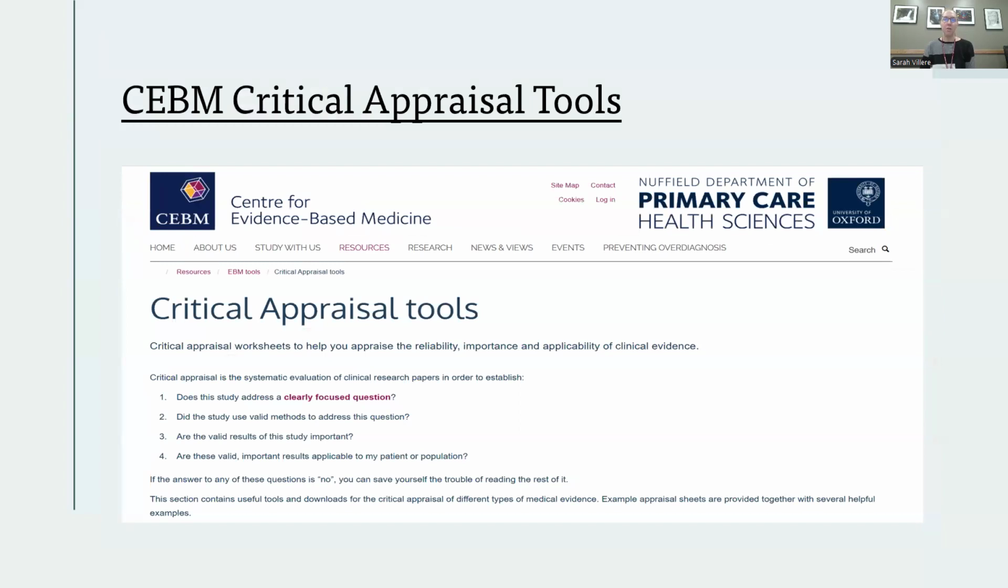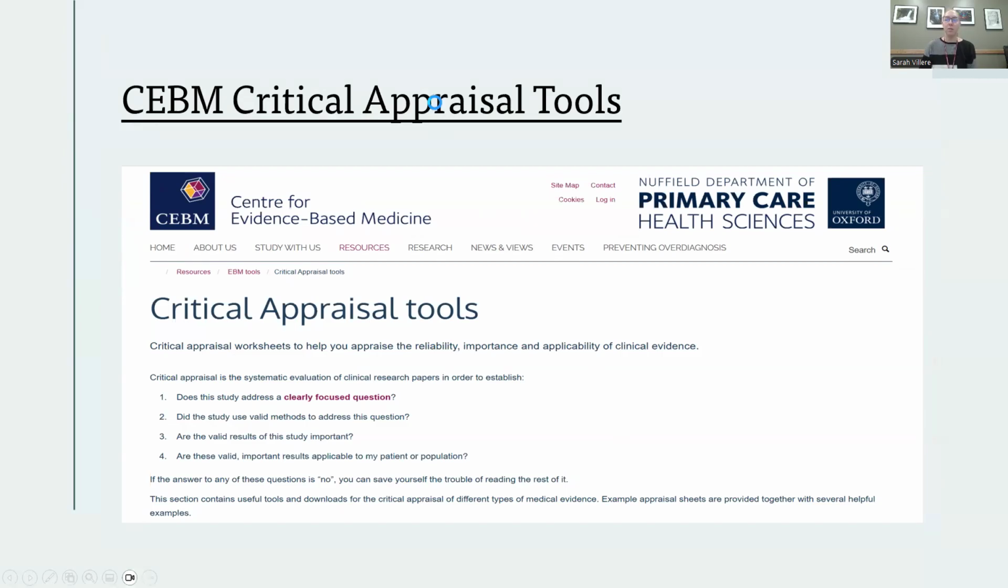So the last one that I want to show you is the CEBM, Center for Evidence-Based Medicine Critical Appraisal Tools. So CEBM is part of Oxford University. It's a renowned global center for evidence-based research and learning, and they have 6 different worksheets available. And they're available in English and multiple other languages, which is really nice.